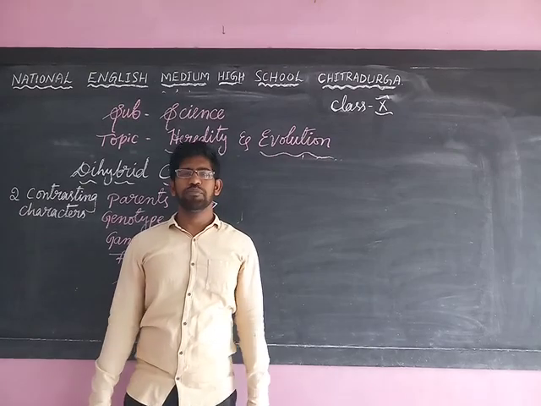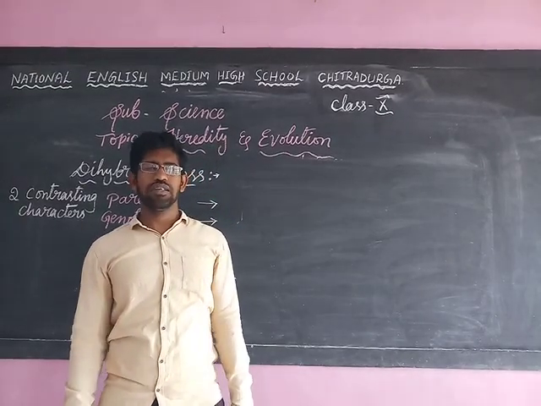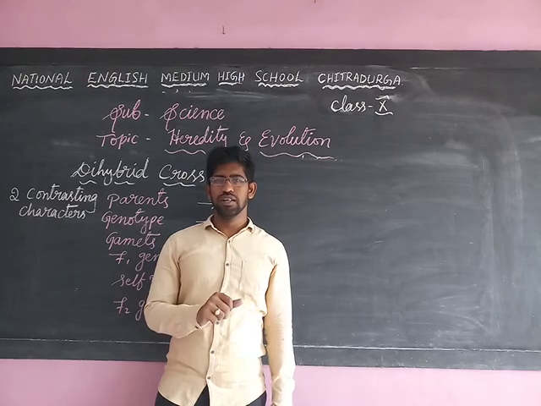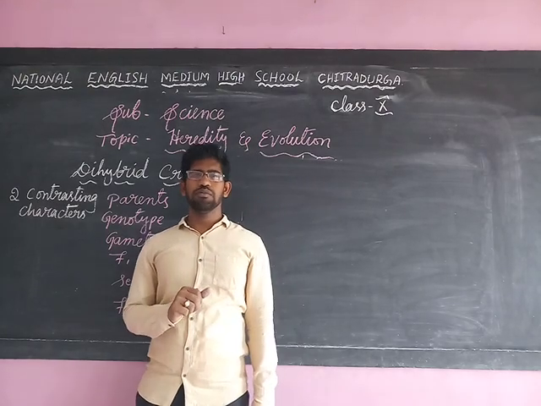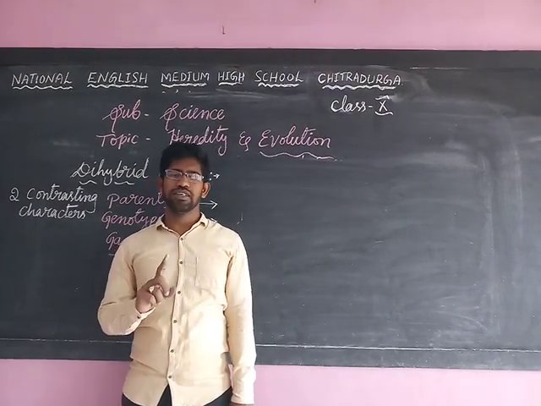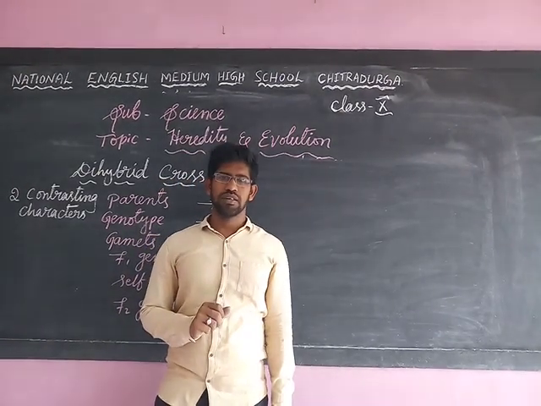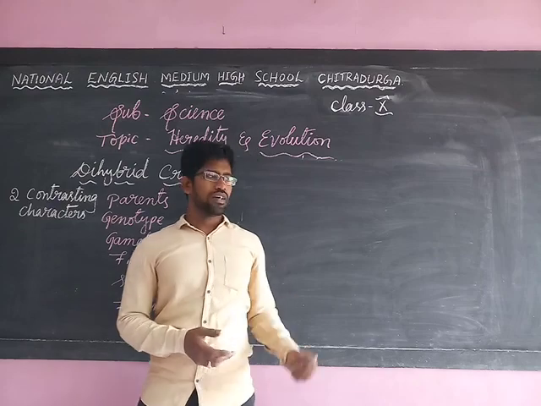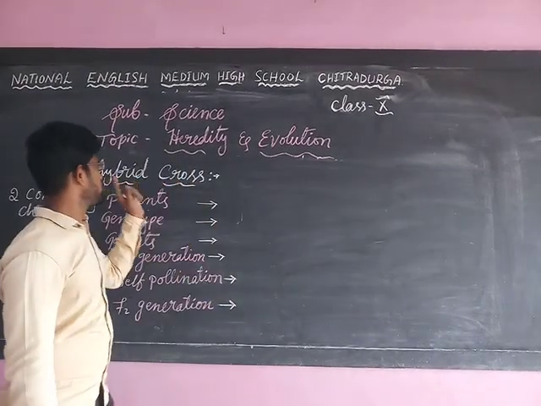Dear students, in the previous class we studied the monohybrid cross. This monohybrid cross was done by Gregor John Mendel, in which he took one contrasting characteristic. Now let us do the second experiment of Mendel, which is called a dihybrid cross.